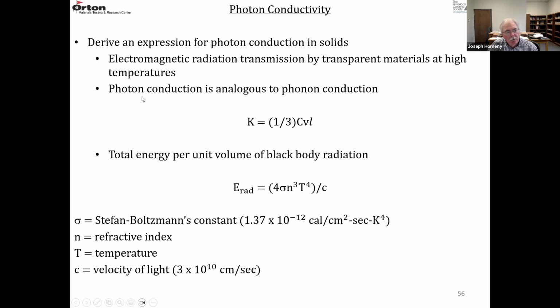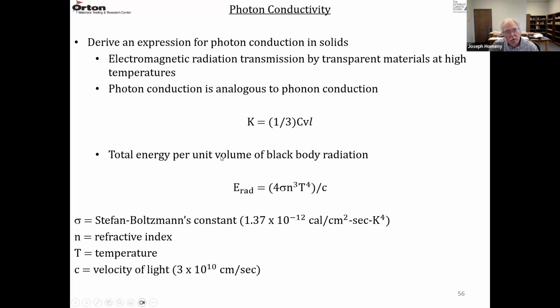So photon conduction is similar to phonon conduction. So here's our basic equation for lattice wave conduction or phonon conduction. K equals 1/3 C, the heat capacity times the velocity times the mean free path. So we'll derive a similar equation for photon conduction.